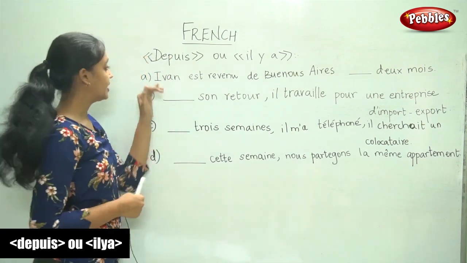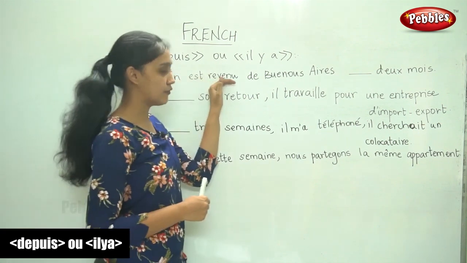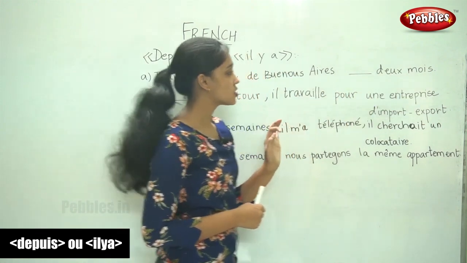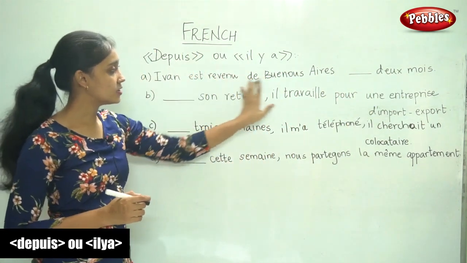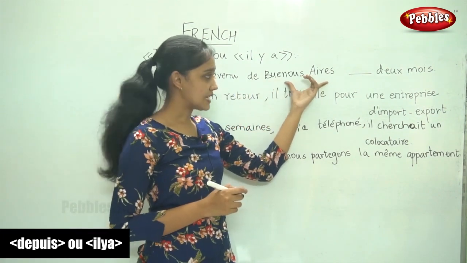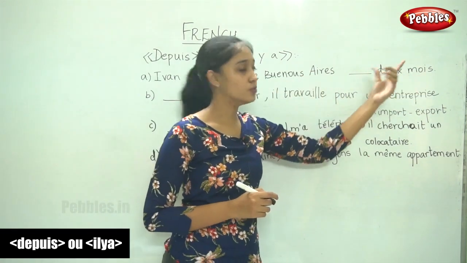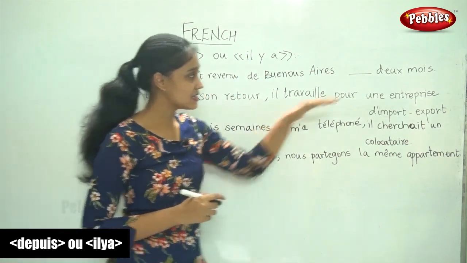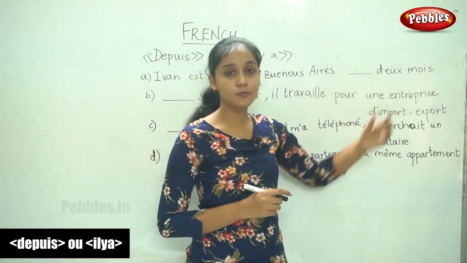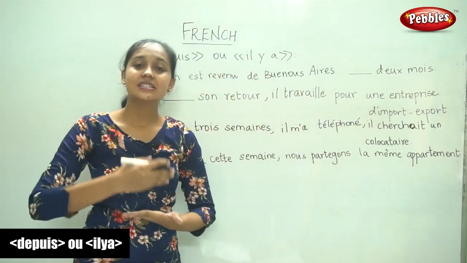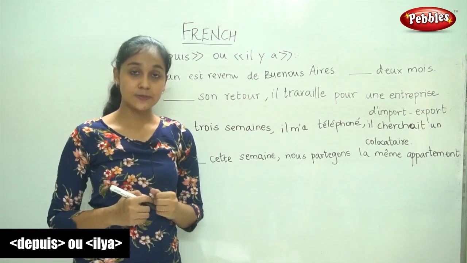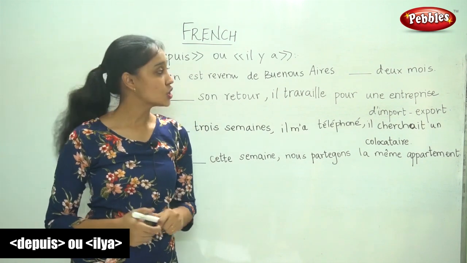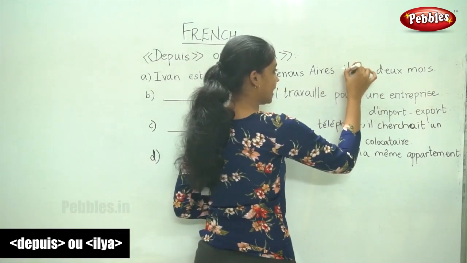So shall we begin? The first sentence, Ivan est revenu de Buenos Aires dash du mois. So now he has returned to Buenos Aires dash du mois. So now he returned, the action is in the past and they are expressing 2 months from the past action till the present moment. It is 2 months. So it is the duration between some action in the past and the present moment. So the word we use is il y a.